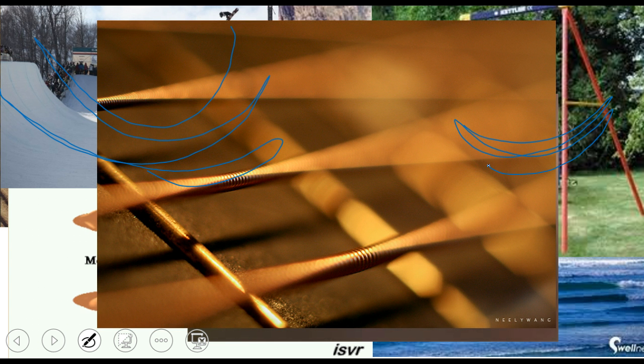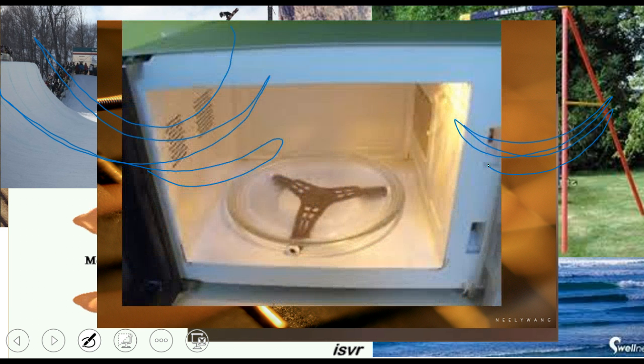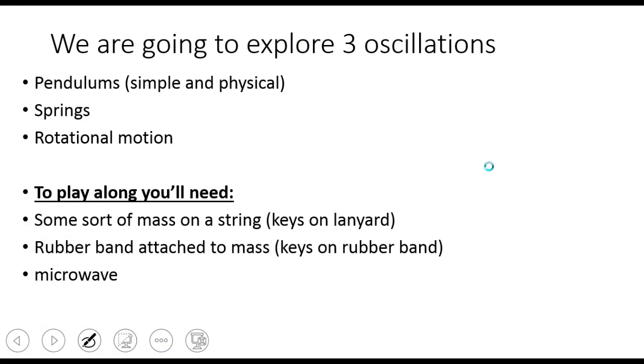Guitar strings, every time you pluck a guitar string, it vibrates back and forth until it stops, and then microwaves are going to be my example I'll talk about a little bit later. So we're going to explore 3 types of oscillations. Those are going to be pendulums. And we've got 2 types. We'll explore simple and physical pendulums. We'll take a look at springs, or things that go boing like a bungee jumper. And then we'll also look at rotational motion, which is like my microwave.